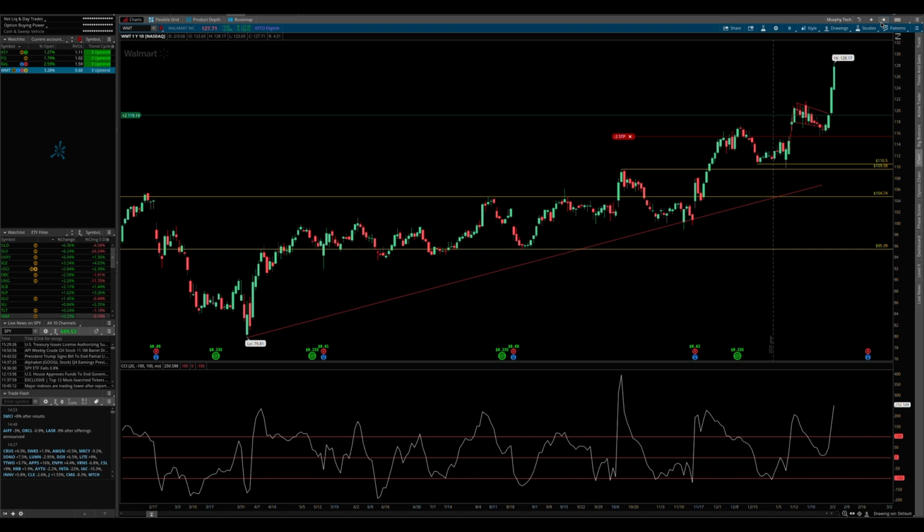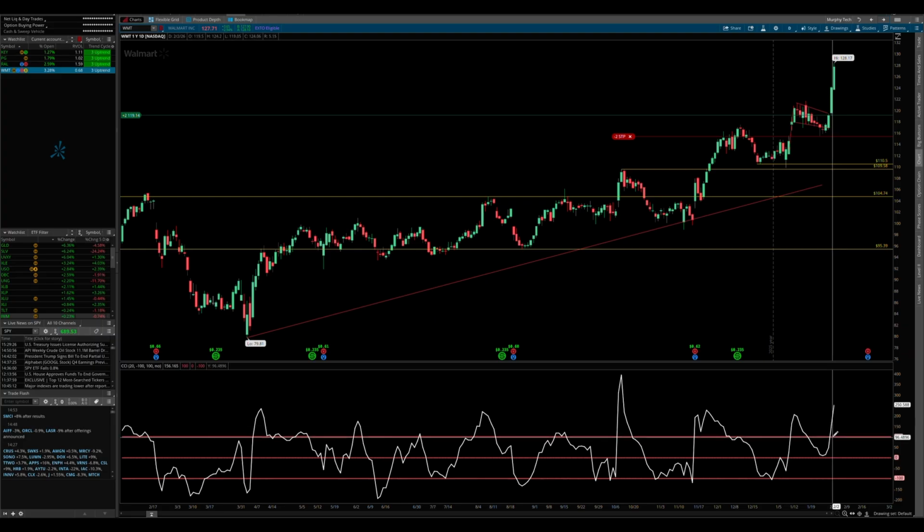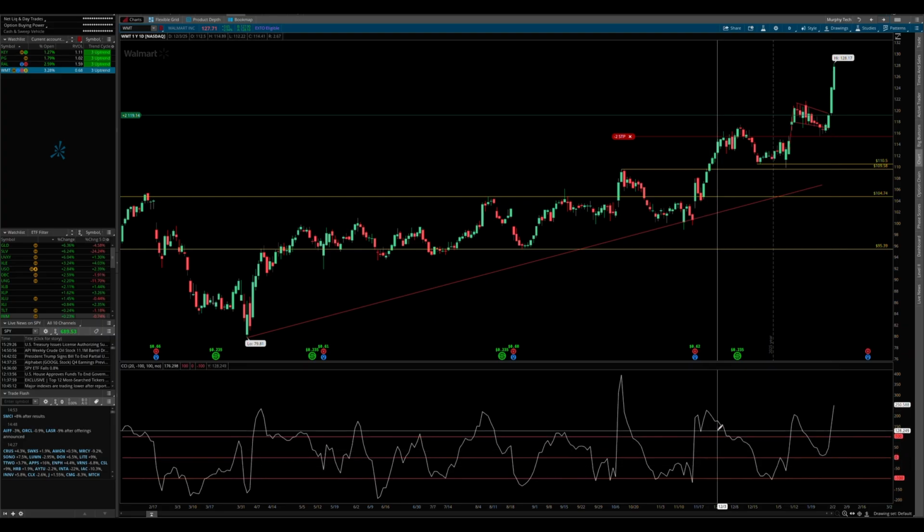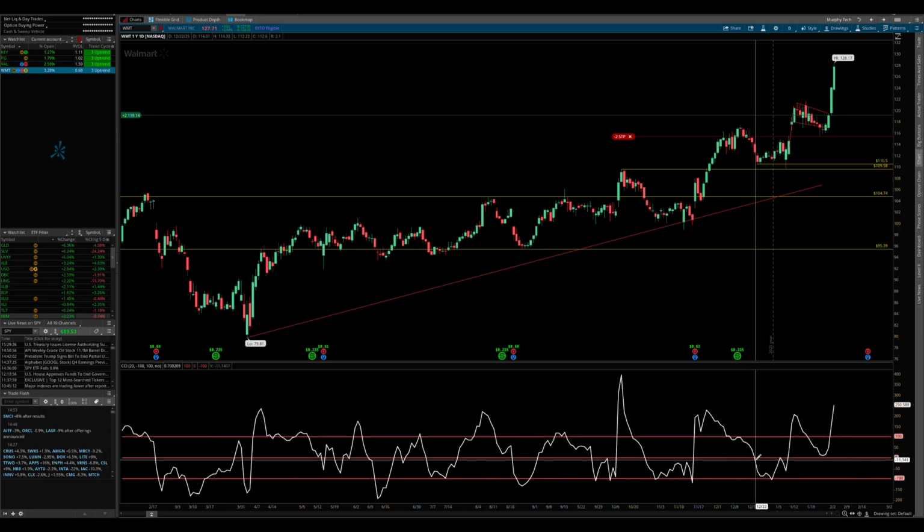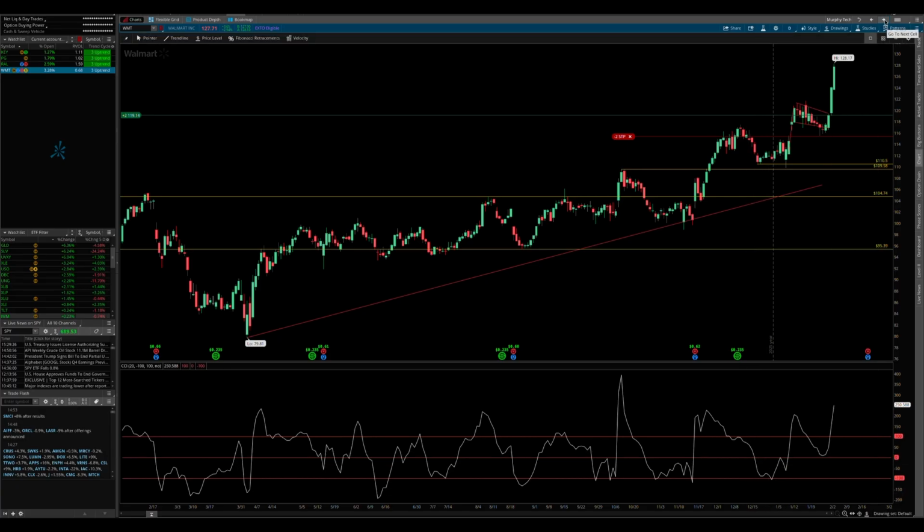CCI, I don't really use this one, but typically a move up above 100 and away from it is bullish, even if it comes back in. And if you get the cross down below, that's bearish.